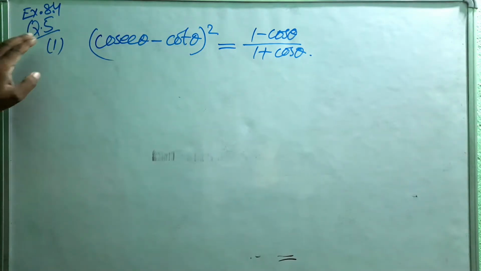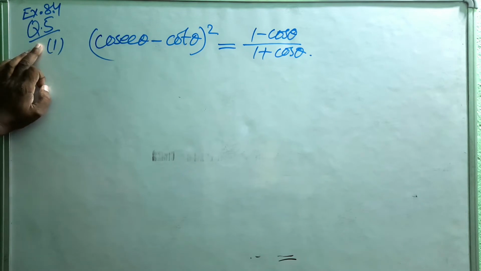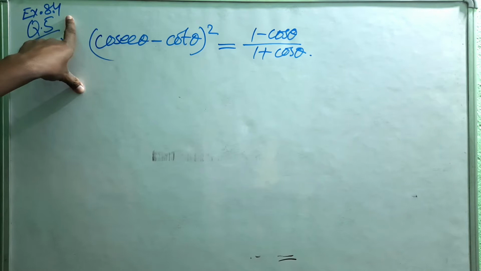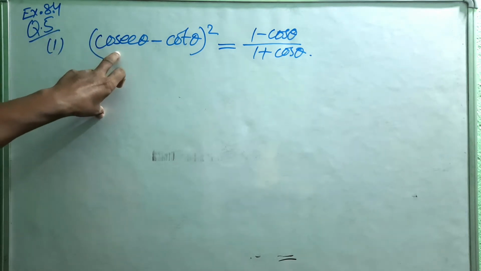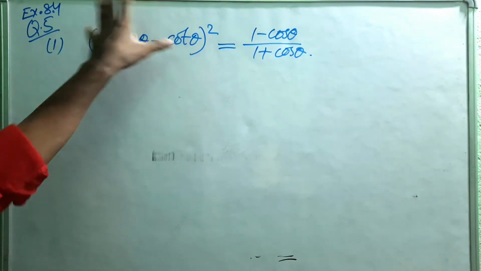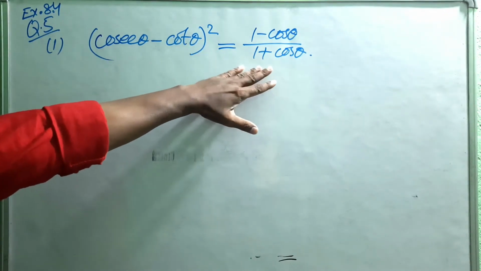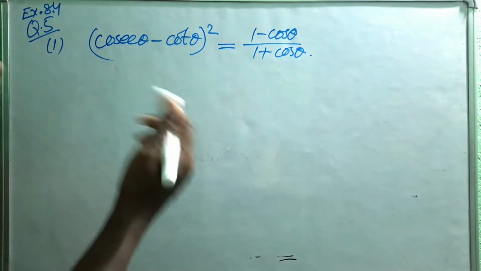Today we will solve question number 5 part 1 of exercise 8.4 from chapter 8, CBSE class 10 math. Now the question is (cosec theta minus cot theta) whole square. We have to prove that this is equal to (1 minus cos theta) by (1 plus cos theta). Okay. Now how can you prove it?